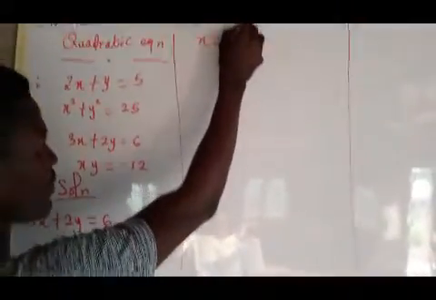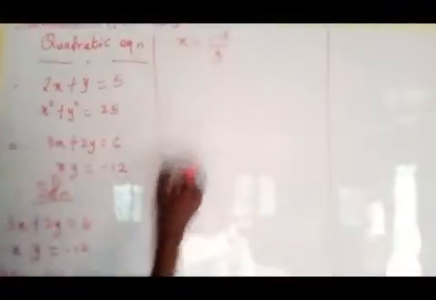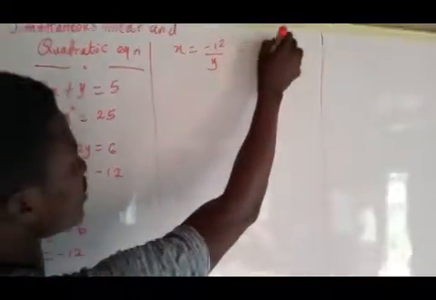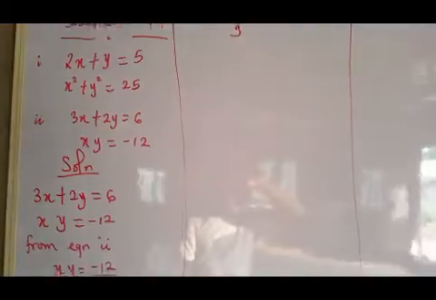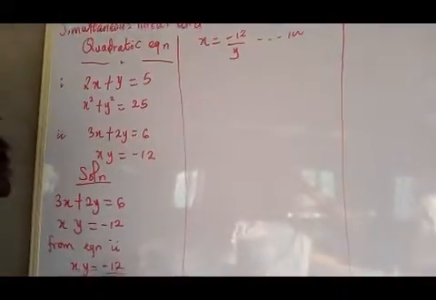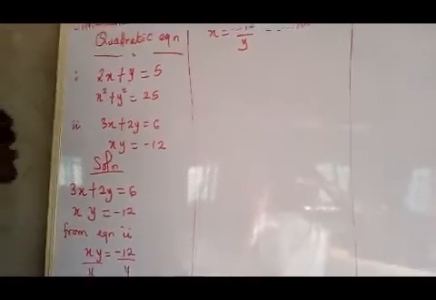Then you have x equals minus 12 over y. So call this one equation 3. Now substitute equation 3 into equation 1. What is your equation 1?